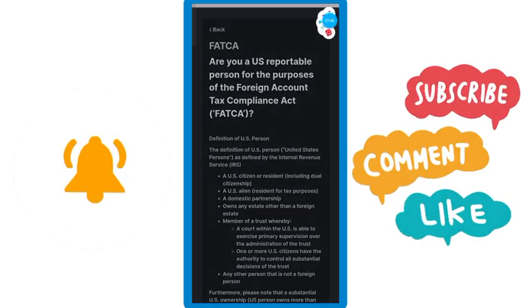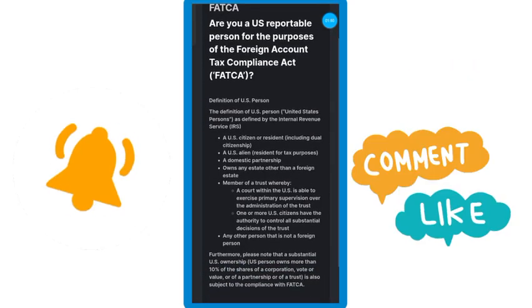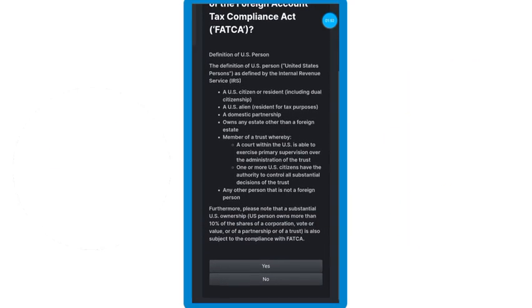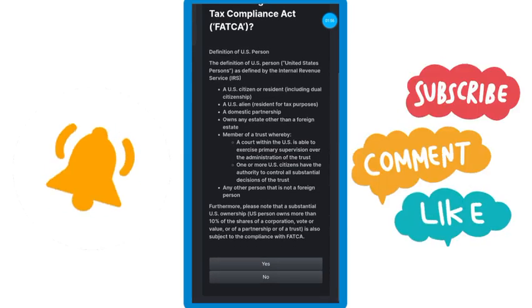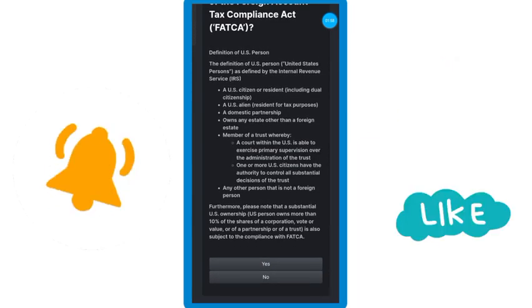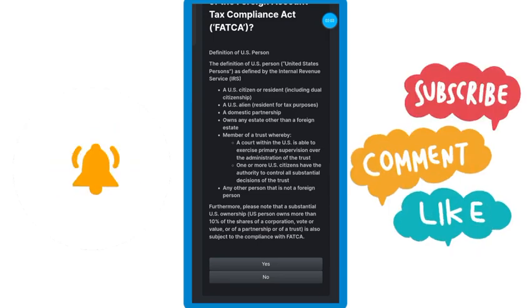I filled in the previous form. Then when you click on continue, you will come to this page. Here you have to read this page, and they are saying that if you are a USA resident, you have to click on yes. If not, you will have to click on no. So I'm going to click no, because I'm not a US resident.